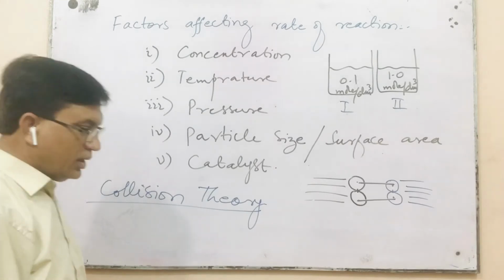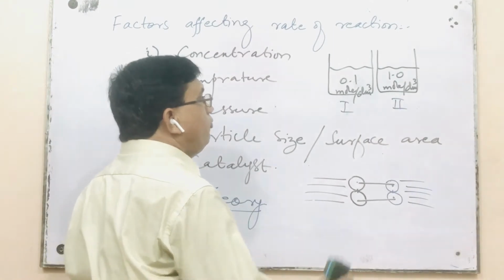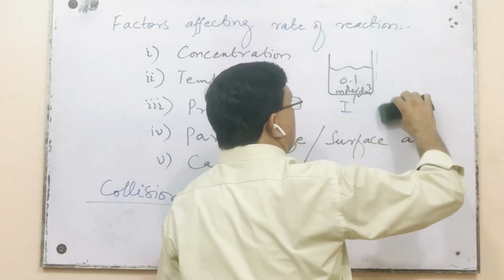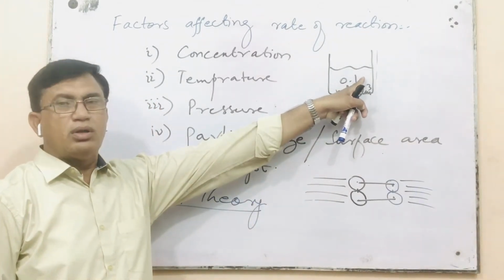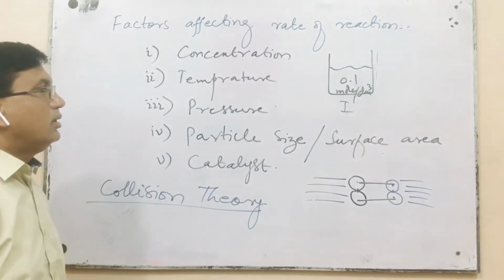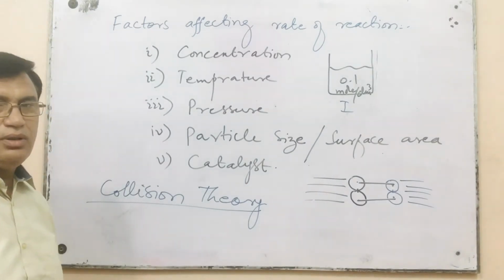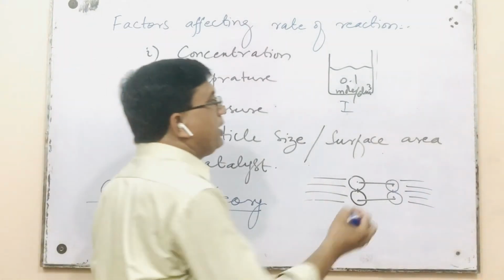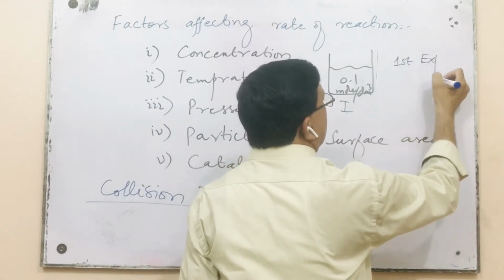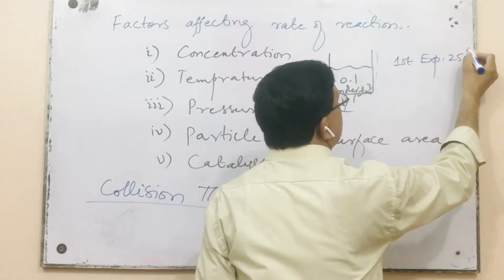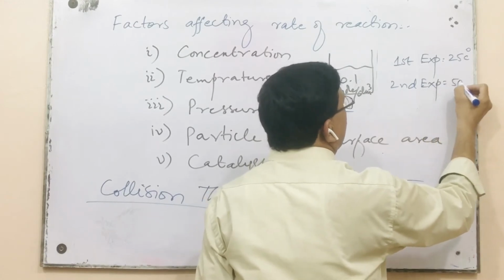Second, the effect of temperature. Say we take a solution of 0.1 mole per dm cube and perform its reaction at different temperatures. Say the first experiment is carried out at 25 degrees centigrade, and the second experiment is carried out at 50 degrees centigrade.